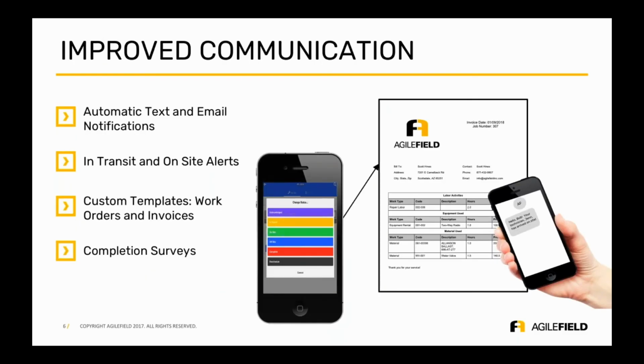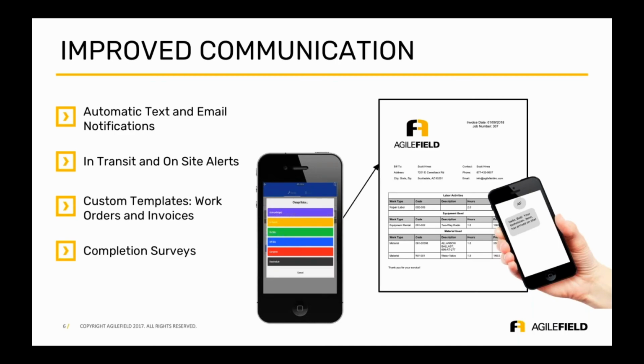AgileField has a number of options for customer communication with automatic text and email notifications. We can use these to send things like in-transit or on-site alerts, create custom templates for work orders or invoices, and even customer surveys. Notifications are driven by the job status.